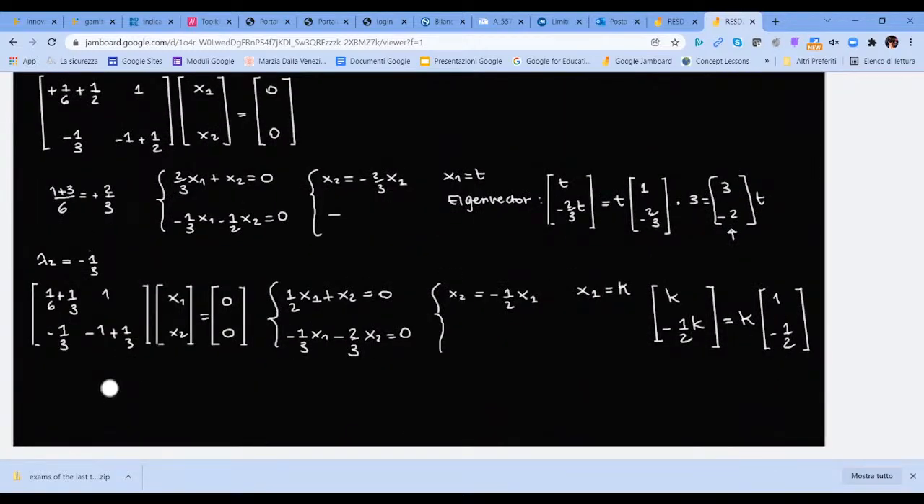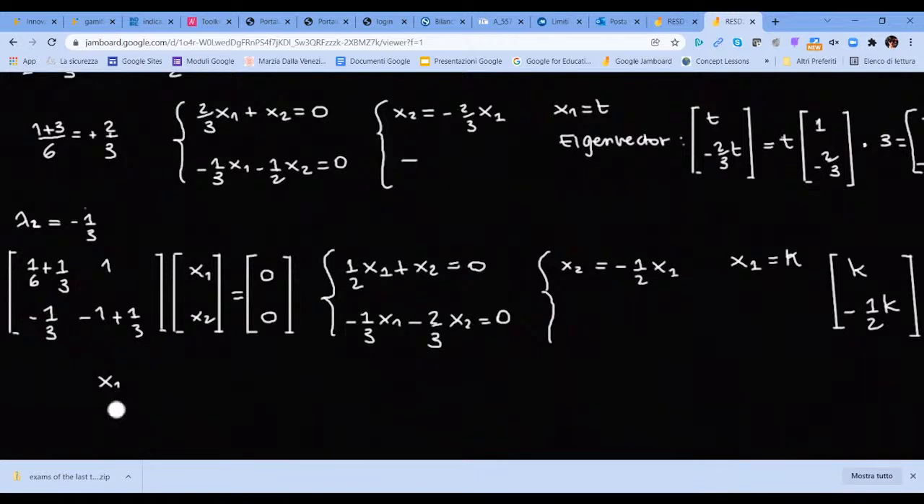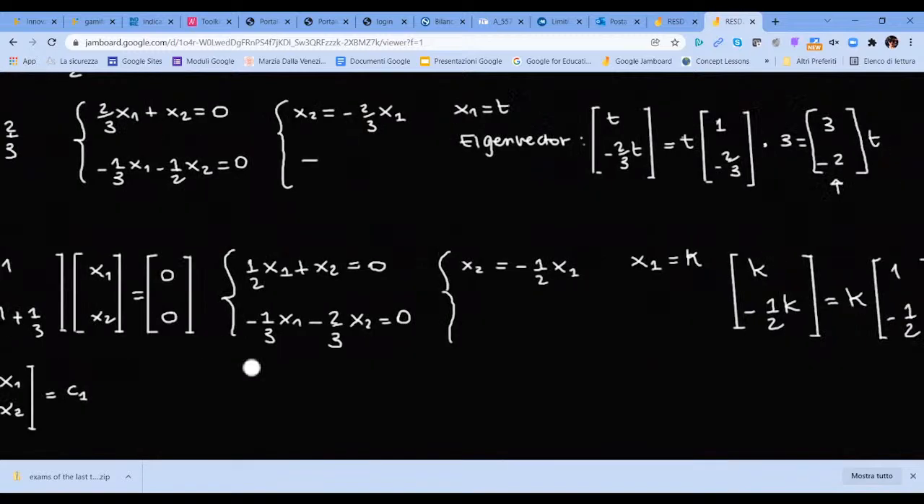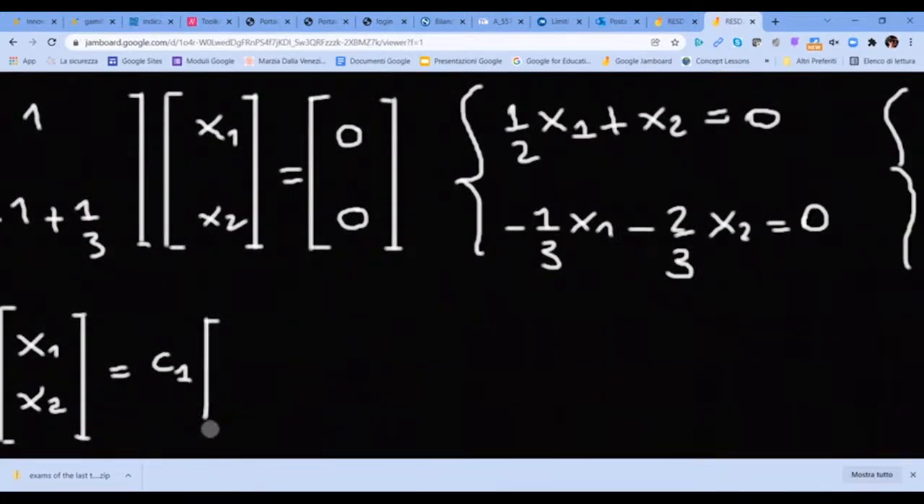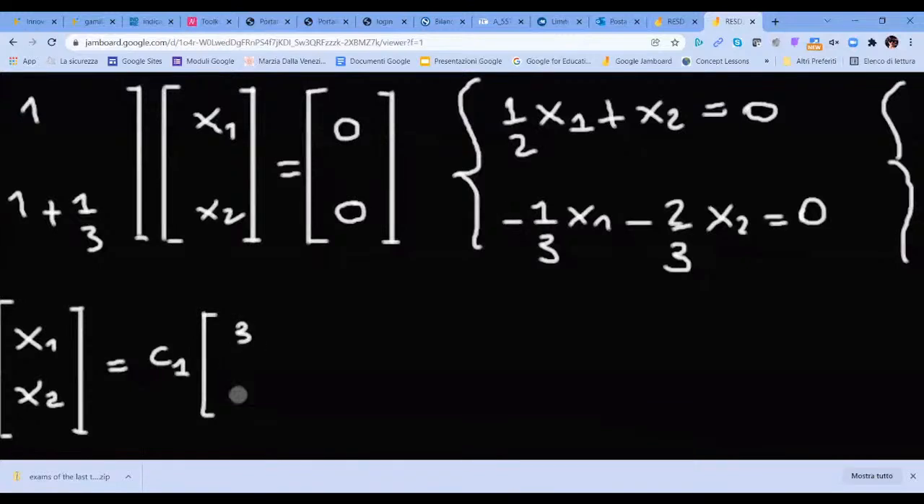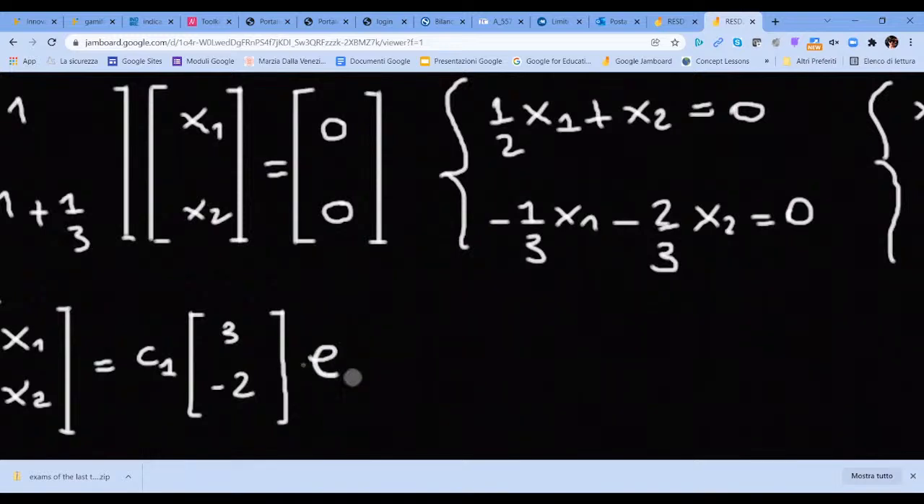Okay, so what is the general solution of this homogeneous problem? We have x1, x2 equals the vector, some constant c1 times the first eigenvector, and this is 3, minus 2, times e to the power of lambda t.